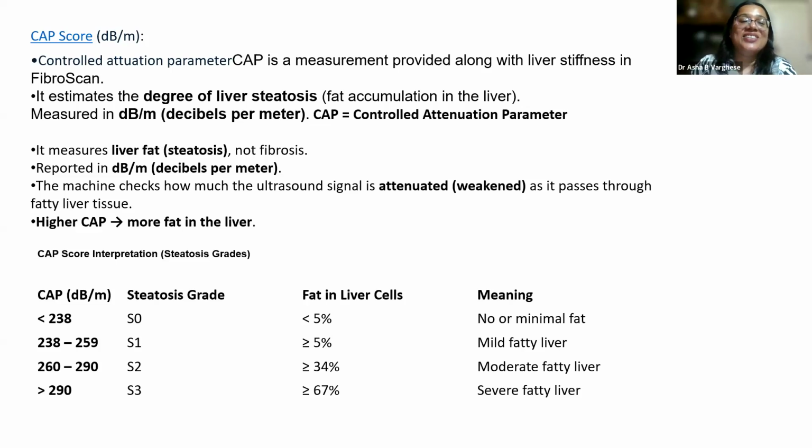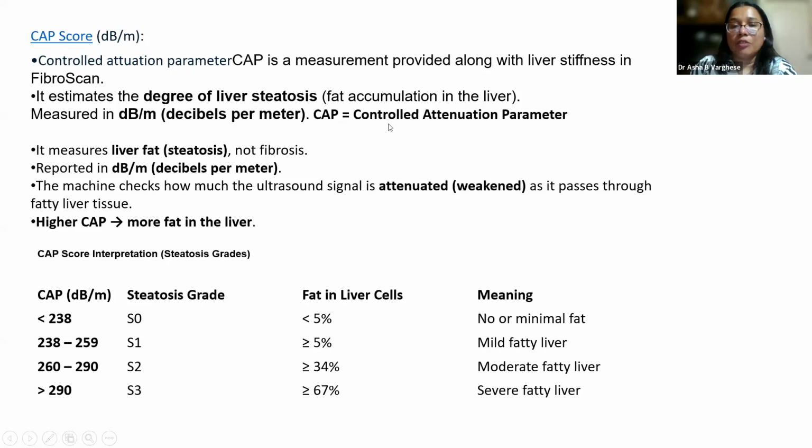So controlled attenuation parameter, or CAP, is a measurement provided along with the liver stiffness in FibroScan. In FibroScan you have two scores. One is the fibrous tissue score, how stiff it is, the stiffness score, and the other is the fat score. It estimates the degree of liver steatosis, how much fat is accumulated in the liver. This will make you understand. It is measured in dB/m, or decibels per meter.